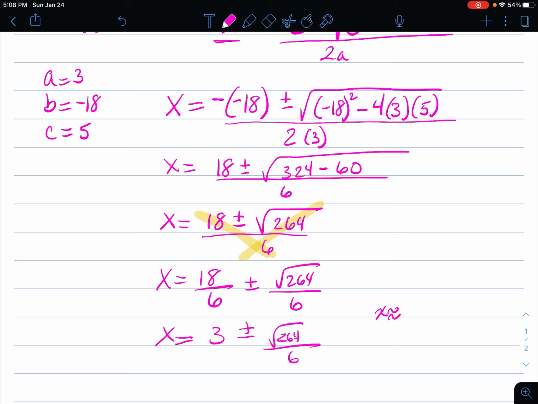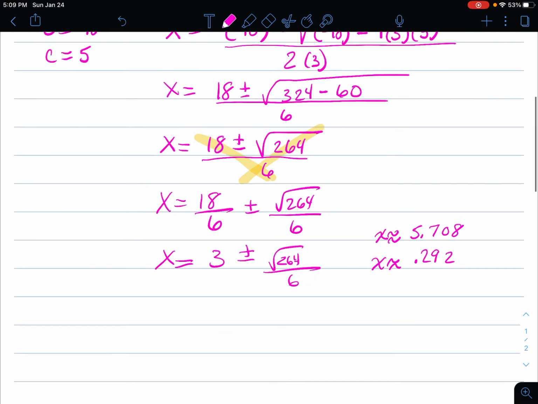If we wanted a decimal approximation, we would say 3 plus the square root of 264 divided by 6. So we should get approximately 5.708, and then x would also be approximately equal to the difference of those. So we could do the same thing but with a minus sign, and there we would get about 0.92 if we rounded. So those would be the two values.